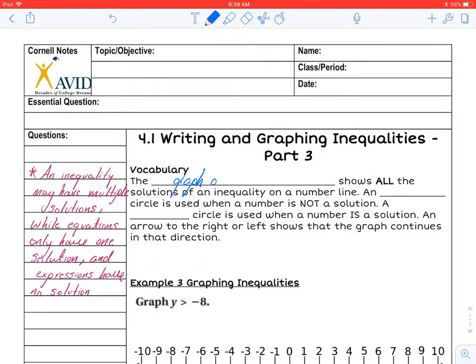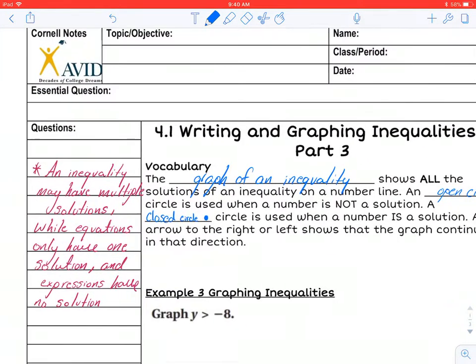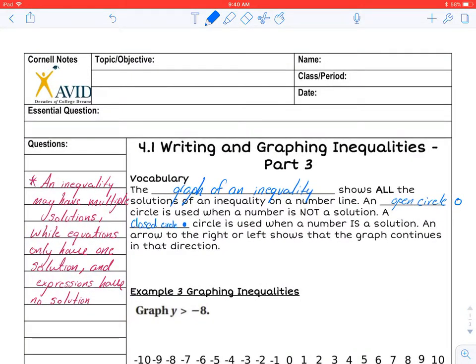The graph of an inequality shows all the solutions of an inequality on a number line. An open circle is used when a number is not a solution. An open circle, and you'll see what this means in just a little bit. An open circle is used when a number is not a solution. A closed circle like this is used when a number is a solution. An arrow to the right or to the left shows that the graph continues in that direction.